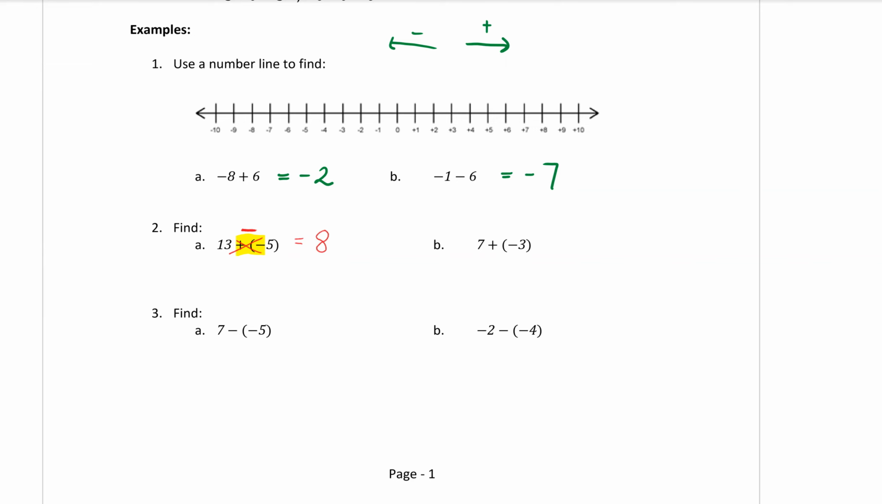All right, let's try the next one. Again, you can see that there are two symbols there next to each other. I have a plus and a minus sign. What is that going to make? Minus. Good. So I have 7 minus 3. Clayton, what is it? 4. Correct.